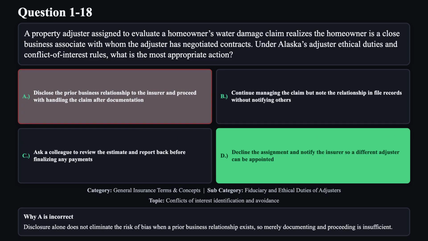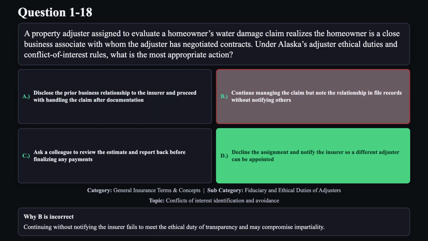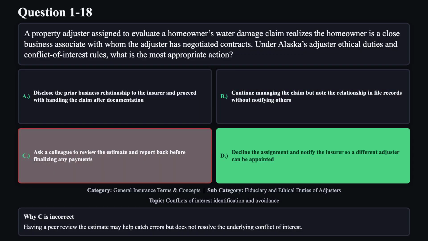Reason A is not correct. Disclosure alone does not eliminate the risk of bias when a prior business relationship exists, so merely documenting and proceeding is insufficient. Reason B is not correct. Continuing without notifying the insurer fails to meet the ethical duty of transparency and may compromise impartiality. Reason C is not correct. Having a peer review the estimate may help catch errors but does not resolve the underlying conflict of interest.